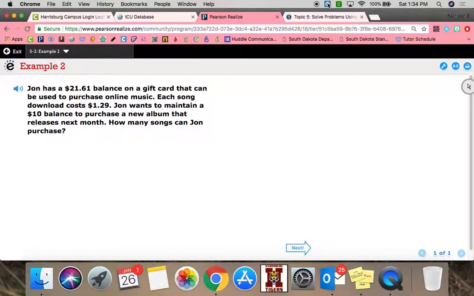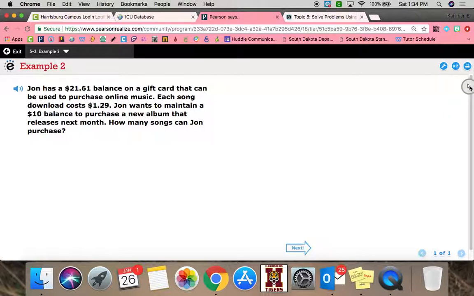Nope. All right, so John has a $21.61 balance on a gift card that can be used to purchase online music. Each song download costs $1.29. John wants to maintain a $10 balance, so he still wants $10 to be on that card when he's done buying songs. How many songs can John purchase? If you've never heard a real life example of how to use algebra, this is a real life example of how you're going to use algebra, because I know everybody downloads music.